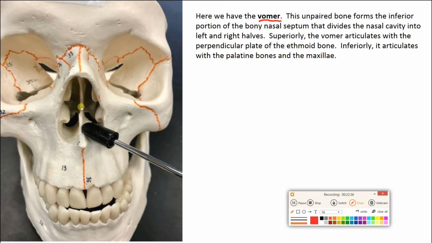So if I put a little dot right there, below that red dot, which I will put a black line on, that is the vomer right there. The bottom of the nasal septum. The upper part of the nasal septum we met last time was the perpendicular plate of the ethmoid bone. And because the vomer comes down and sits on the hard palate, it is going to articulate with your palatine bones and your maxillae.